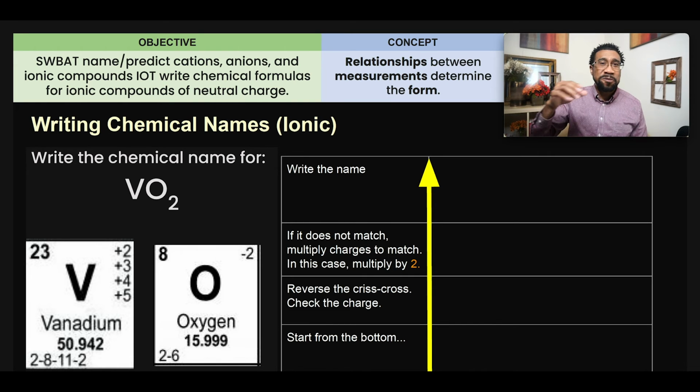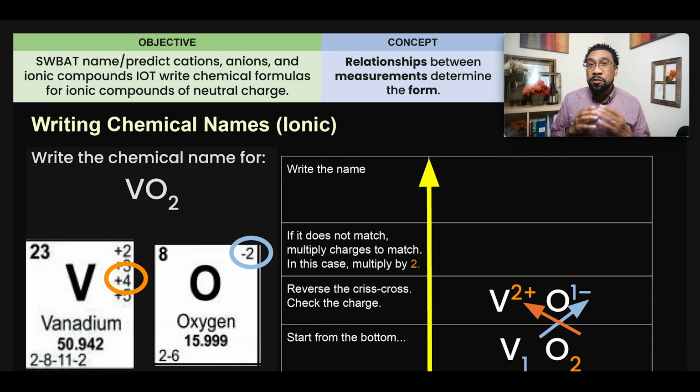All right, let's get the chemical name for VO2. I'm just trying to play around with y'all, have some fun. Okay, so same process. Let's do this. You write the formula. V1O2. Looks good. Let's reverse that crisscross. What are we going to get? We should get V 2+ and O 1-.